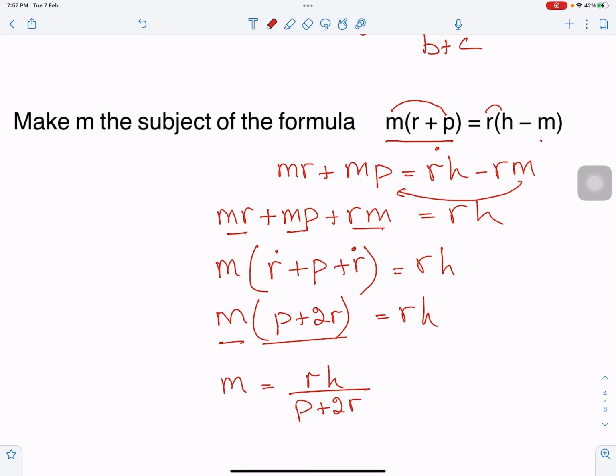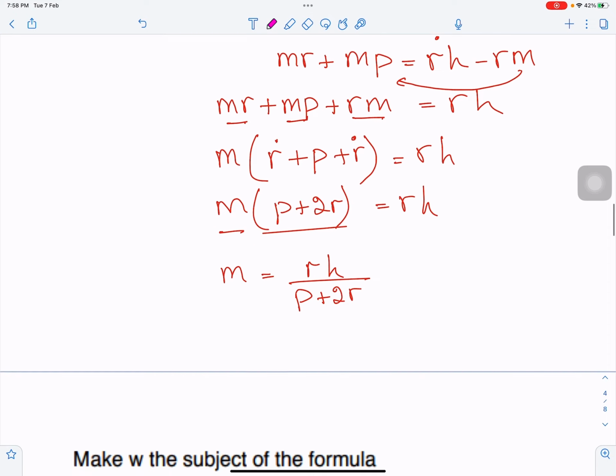Some students make a mistake. You know what mistake they make? They cancel this R with this R. Do you know why it is wrong? Because there is an addition sign in between. You can't cancel it. If I had a multiplication sign here, then I could cancel R, but not in this case. So do not make this mistake, okay? So this is your final answer. M is equals to RH divided by P plus 2R.